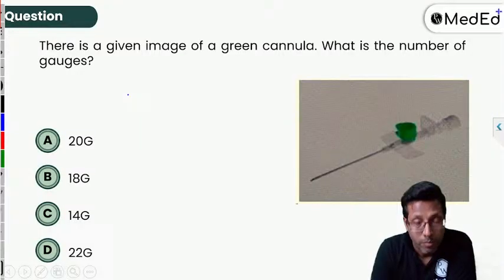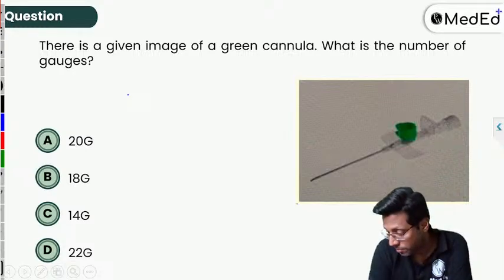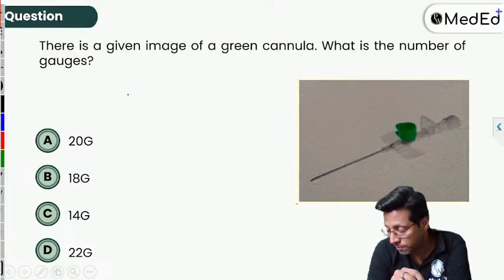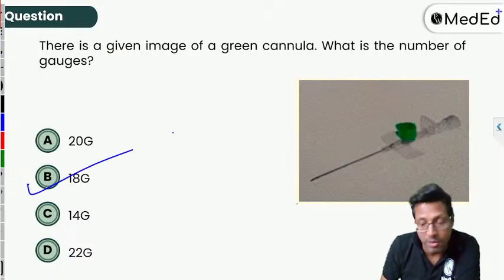Next one. Okay, simple. The given image is of a green cannula. What is the number? Correct. All of you have used it. It shows your practical experience also. All of you are absolutely correct. This is the 18 gauge.